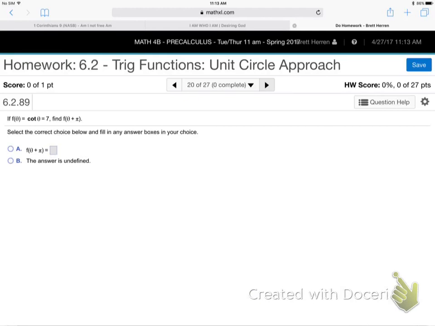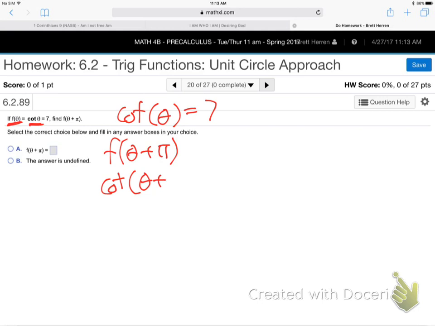We'll try that. So the cotan of theta is 7, and they want me to find f of theta plus pi. Now, first off, f is just cotan. So when they say f, I don't know why they brought f in. It's just cotan, right? So they're giving me the cotan of theta is 7, and they're saying, what's the cotan of theta plus pi? Because f is cotan, they're saying right there. So what happens to a cotangent function if you add pi inside the x value? Well, the answer is going to be 7 again.